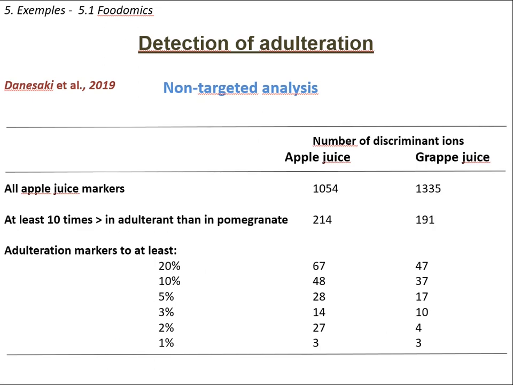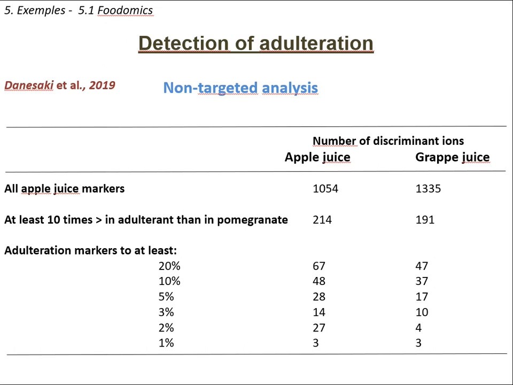Now they also proceeded to a non-targeted analysis. So they analyzed the markers of apple juice, and here you have a table of the number of discriminant ions in apple juice and grape juice as compared to pomegranate, at least 10 times greater in the adulterant than in pomegranate. You have 214 apple juice markers and 191 grape juice markers. And so then you have the number of markers depending on the addition of the adulterant.